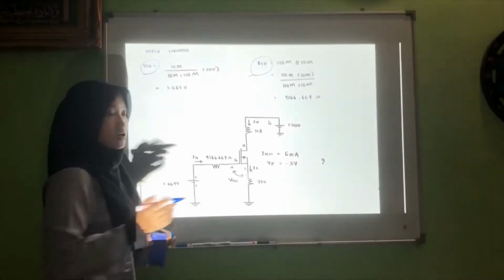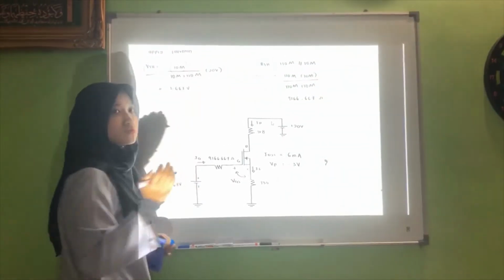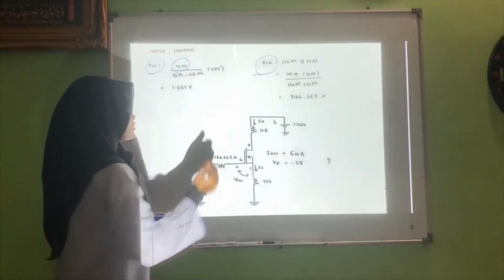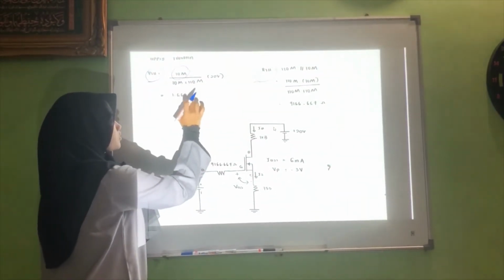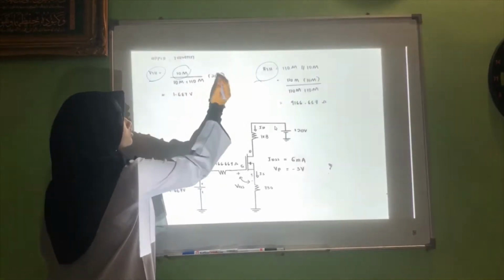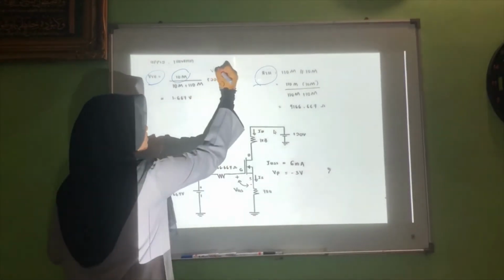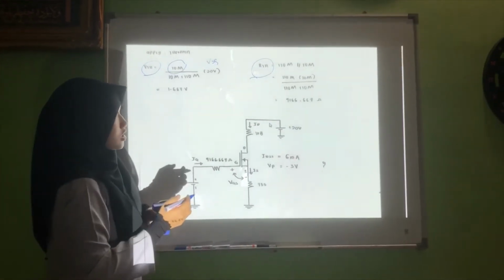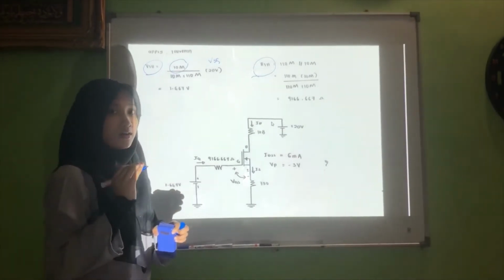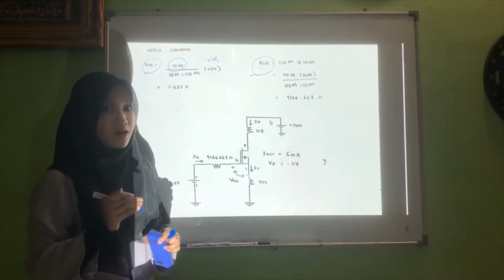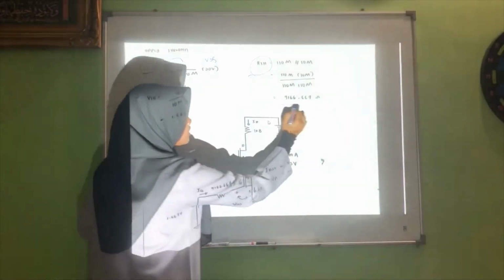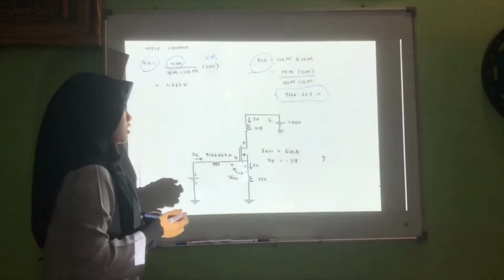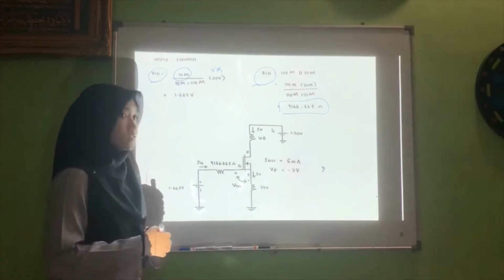For VTH, we need to take the value of the resistor that is close to the ground. So 10 ohm divided by 110 multiplied by VSS, and we get 1.667 volt. For RTH, 110 mega parallel with 10 mega, so we get 9.166667 mega ohm.